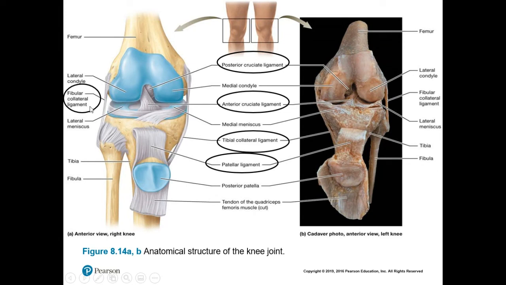The fibular collateral ligament is also important. We're looking at it right here. This is an actual cadaver, right? This one puts together the distal femur with the fibula right here. So that's the fibular collateral ligament, again also helping to stabilize the knee joint.